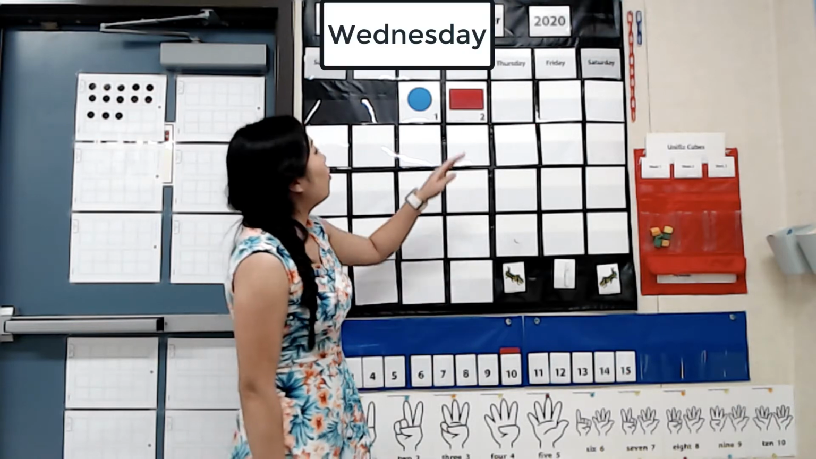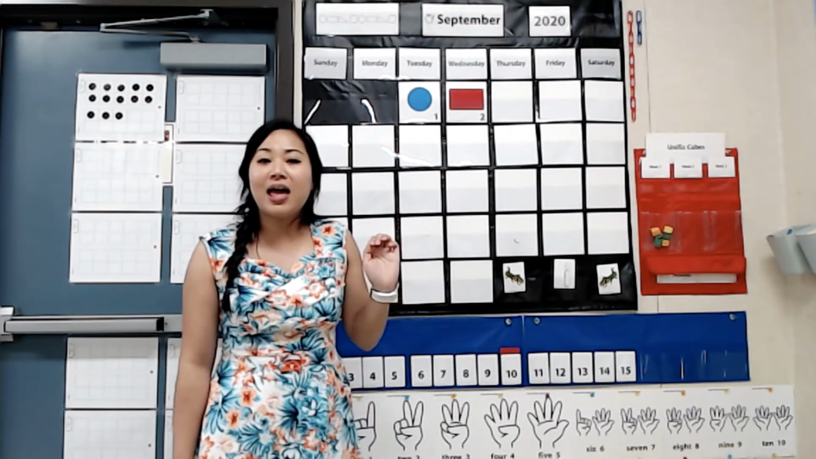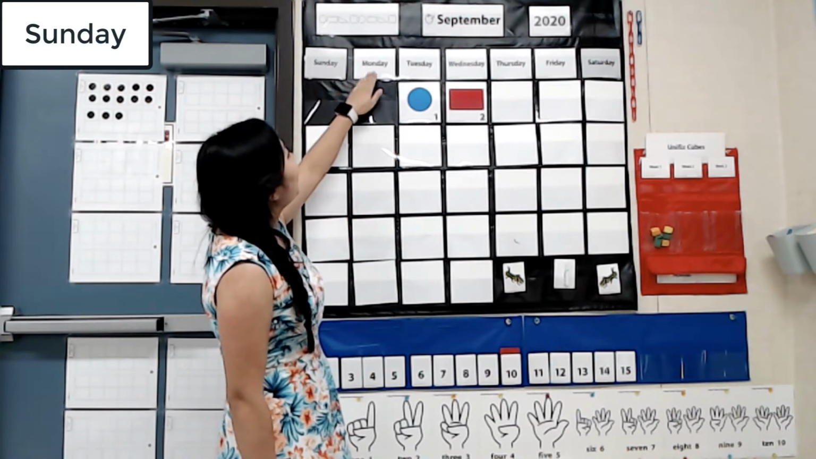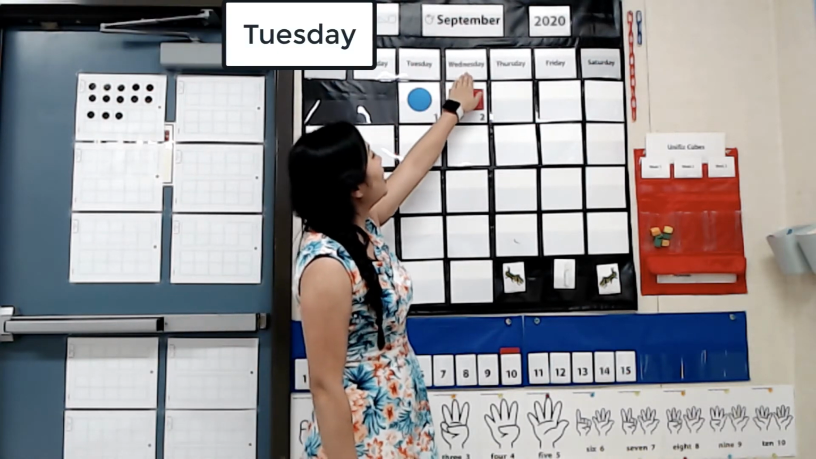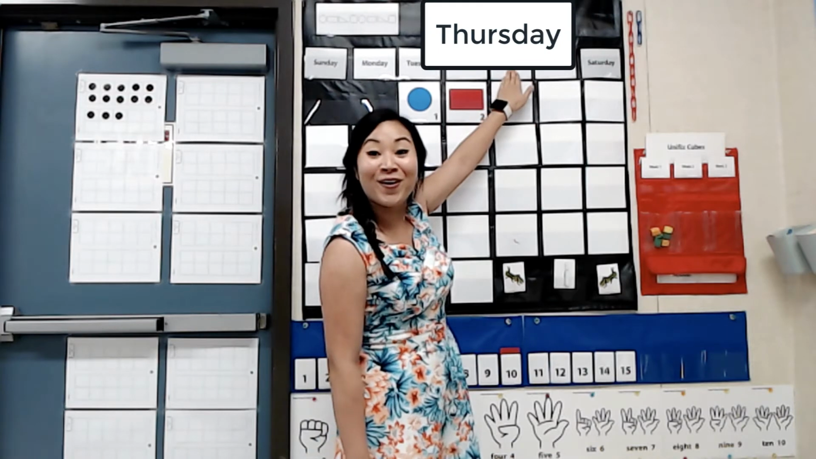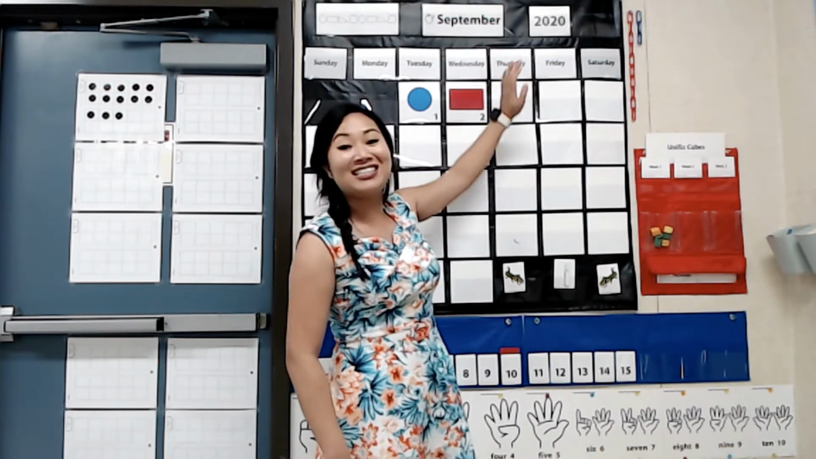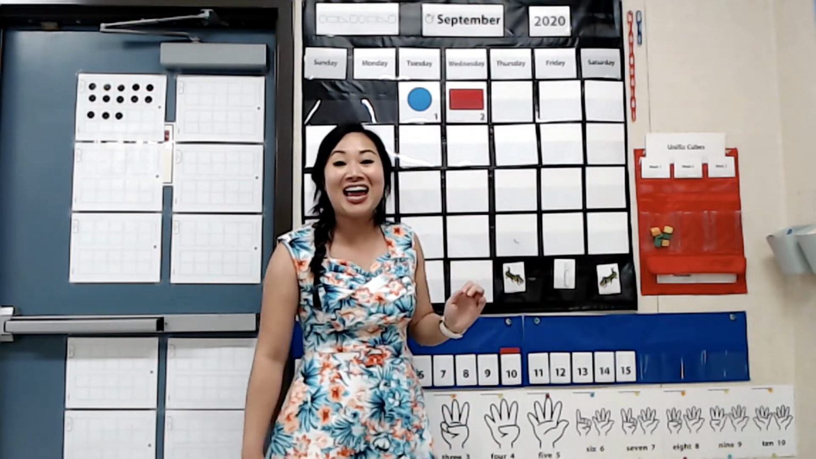Great job, friends. Do you know what today is? Well, if yesterday was Wednesday, then today is Sunday, Monday, Tuesday, Wednesday, Thursday. And we can say, today is Thursday.